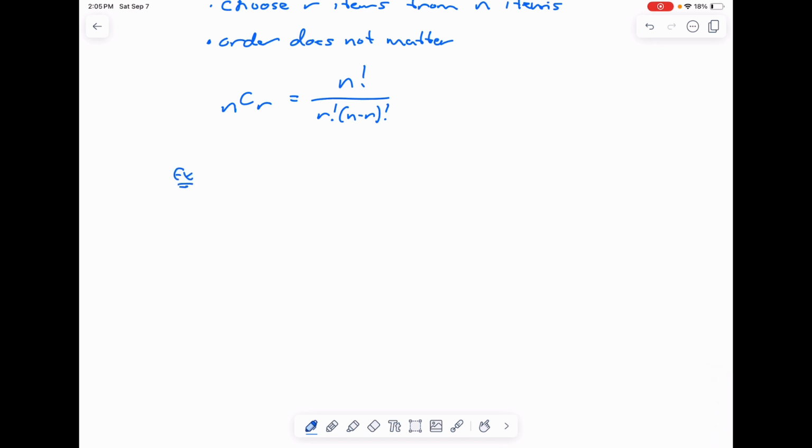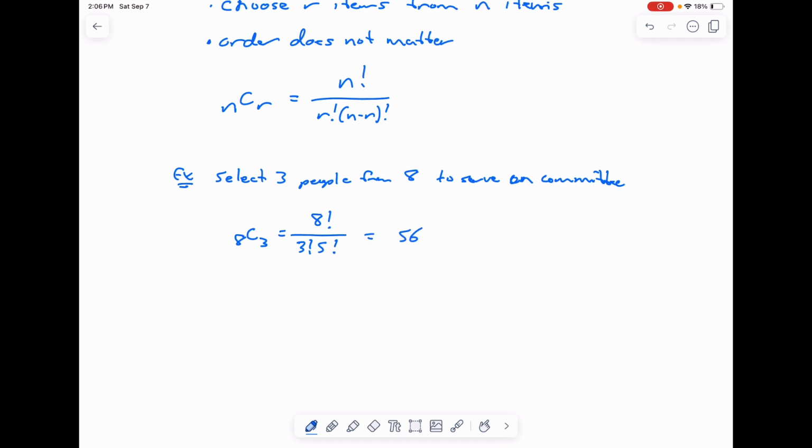So let's suppose that we select 3 people from 8, just like we did before, but this time just to serve on a committee. So no titles, it doesn't matter. They're just 3 people serving on a committee. So this would be a combination, and we are going to take 8 factorial divided by 5 factorial, just like we did for the permutation, except we are also going to multiply by that 3 factorial. I'm just going to jump right to the chase here. We get 56 unique committees.